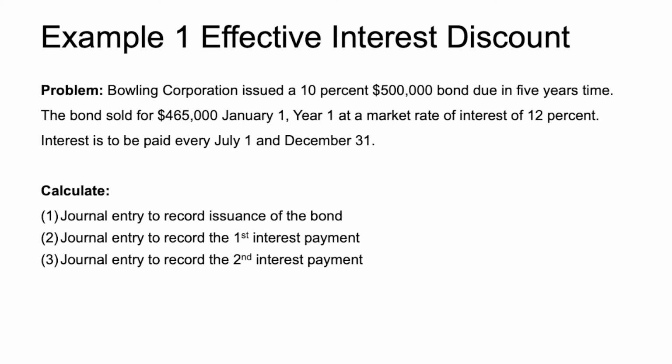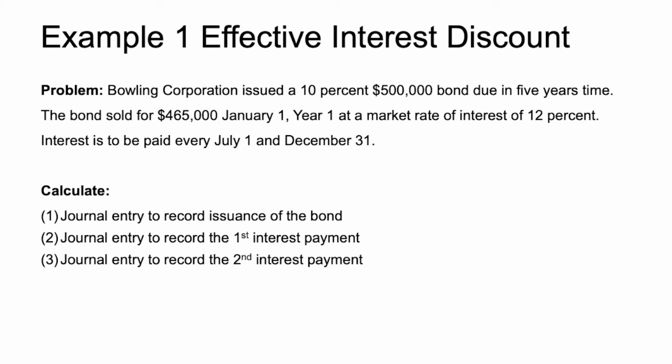So example number 1 here, an effective interest discount. During the year, Bowling Corporation issued a 10% $500,000 bond due in 5 years' time. The bond sold for $465,000 on January 1, year 1, at a market rate of interest of 12%. Interest is to be paid every July 1st and December 31st.